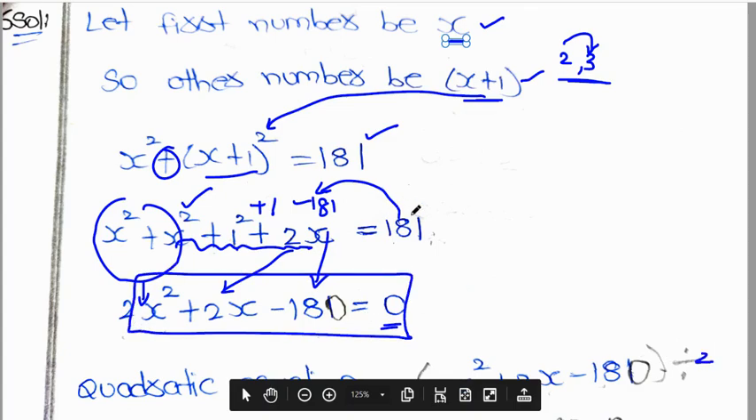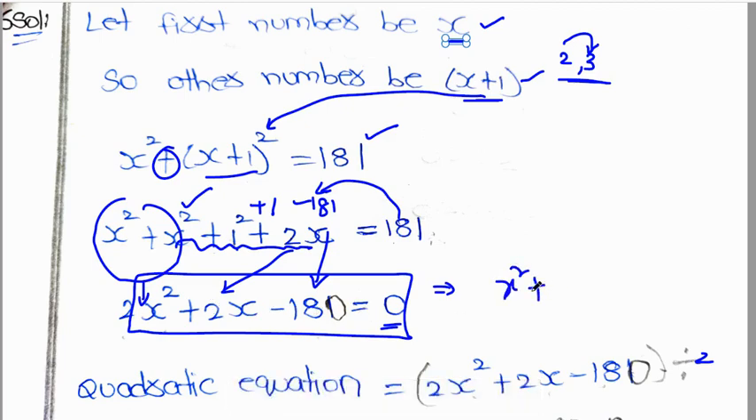You can also divide by 2, students, because all the terms in the quadratic equation are divisible by 2. It can also be written as x square plus x minus 90 is equal to 0.